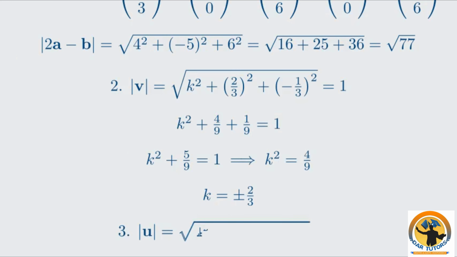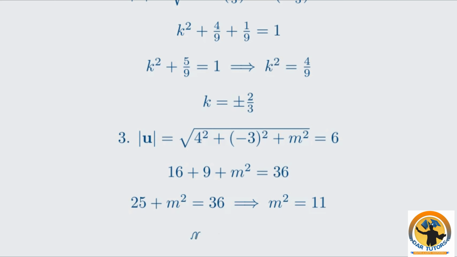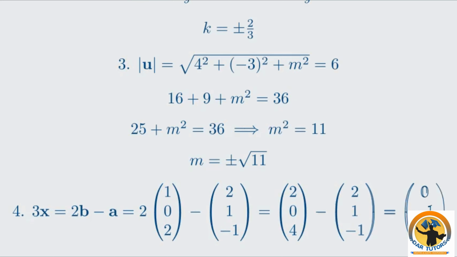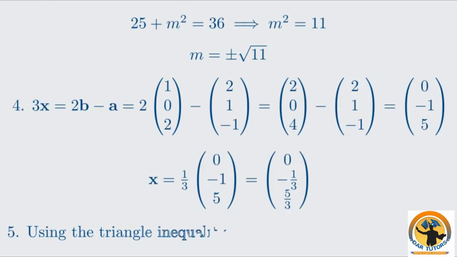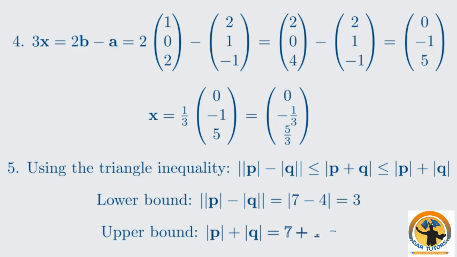For question 3, we set the magnitude of u to 6. This gives us 25 plus m squared equals 36, so m squared is 11, and m is plus or minus the square root of 11. For question 4, we first rearrange the equation to solve for x. We get x equals 1/3 of the vector (0, -1, 5). And for question 5, using the triangle inequality, the magnitude of p plus q is between the absolute difference of their magnitudes, which is 3, and the sum of their magnitudes, which is 11.